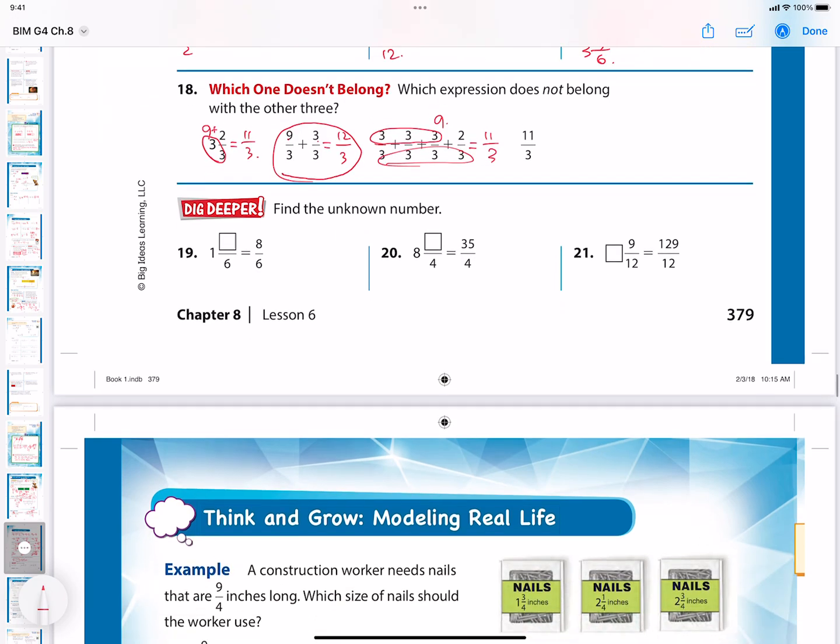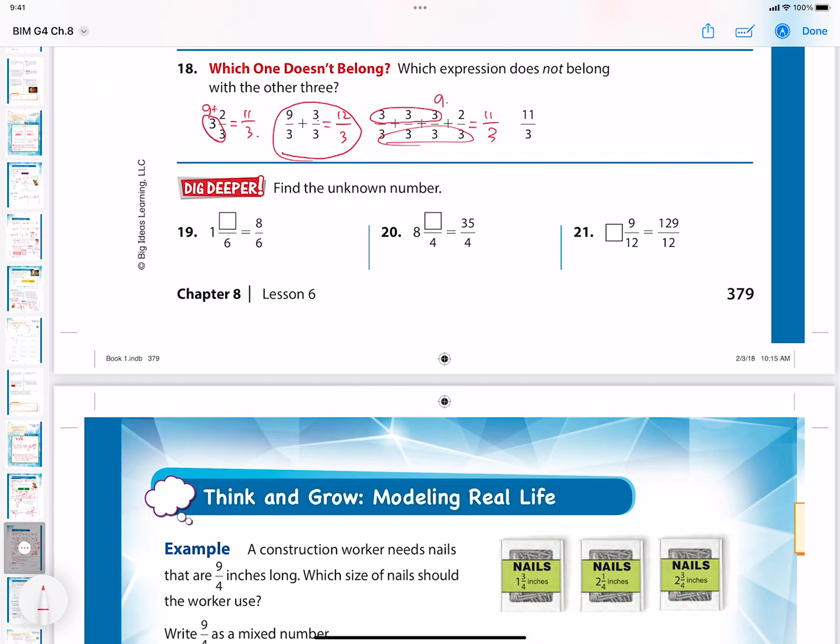All right, find the unknown number. Okay, 1 and blank over 6 is equal to what? 8 over 6. Which means what? We can still do this. This is algebra, right? Simple. 1 times 6 is what?